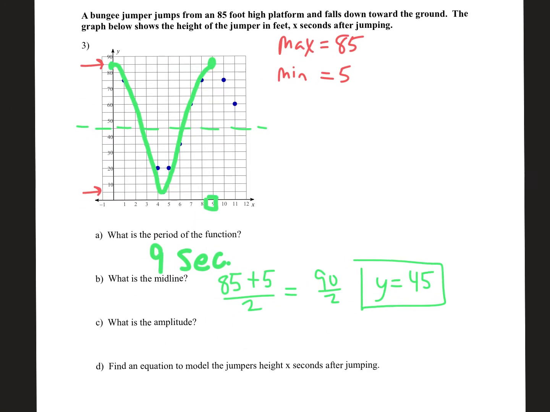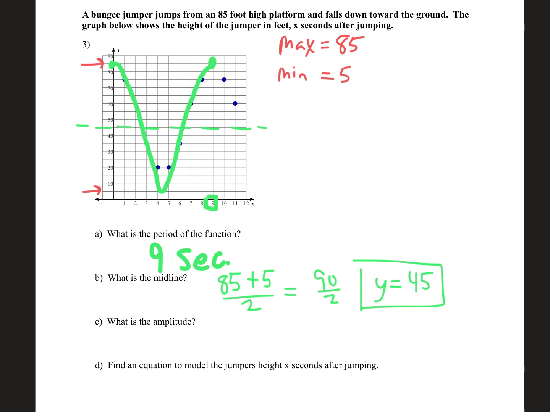And then amplitude. So amplitude is going to measure height from the midline, or half the total height. So we can always do max minus min to get the total height. Divide that by 2 to get half the height. So 80 over 2 gives me an amplitude of 40.